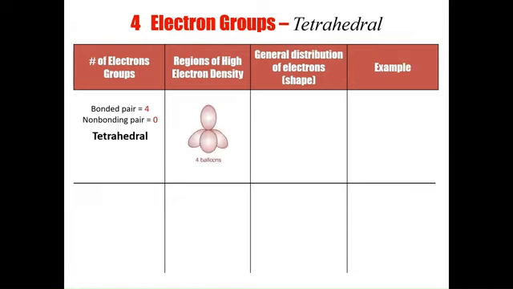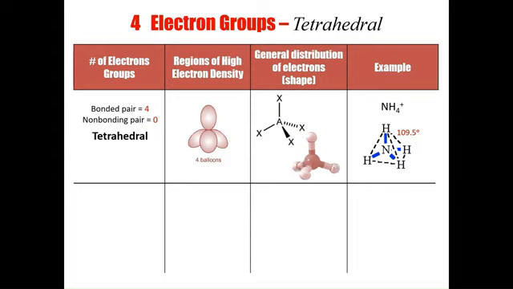This image shows the 4 regions of electron density pushing as far away from each other as possible. The general representation for this shape is shown here. You can see that it looks similar to a tripod for a camera. An example for a tetrahedral compound is the ammonium ion. This ion has 109.5 degree angles between all of the electron groups. So every one of these hydrogen atoms is bonded exactly 109.5 degrees away from each other.